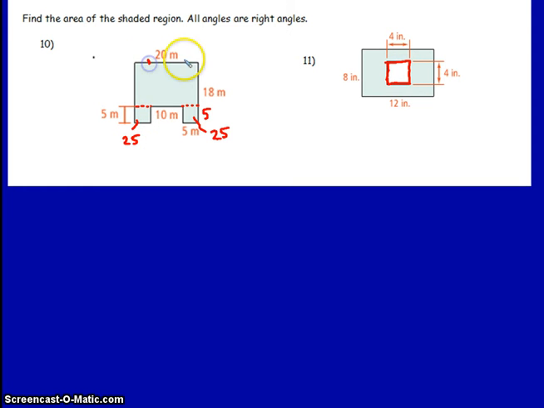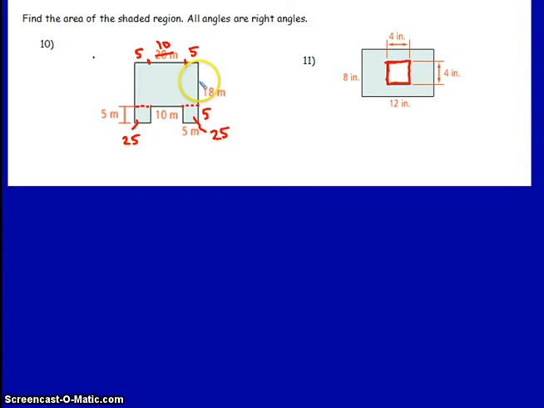I can split up this. This gives me 10, and this gives me 5 and 5, and together it gives me 20. And so we know if this is 5, then straight underneath it, parallel to it, is also 5. So that's how I got 5 times 5 is 25. So I've got my 2 little squares.